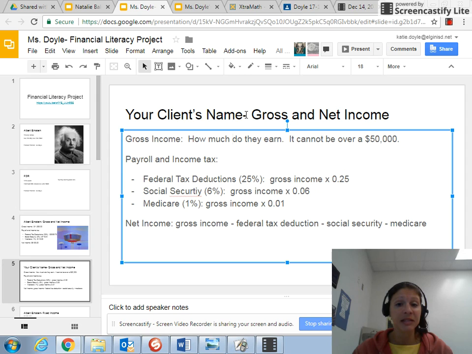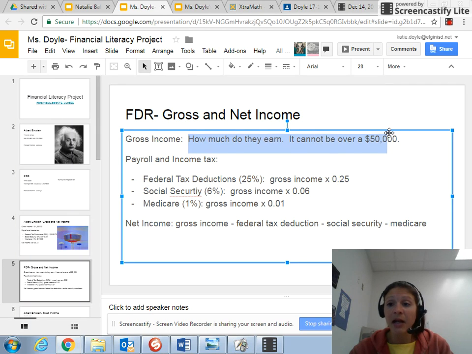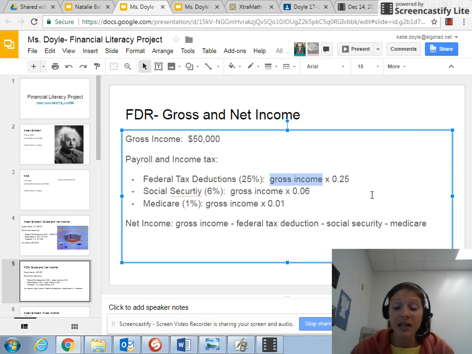On your person's first slide, type in your person's name. So our example is FDR. I'm going to choose how much I want them to make. It cannot be over 50,000. To make this simple, because this is an example, I'm going to say that they get 50,000. So now I'm going to come down here. See how it says gross income? I'm going to highlight that, and I'm just going to start typing.